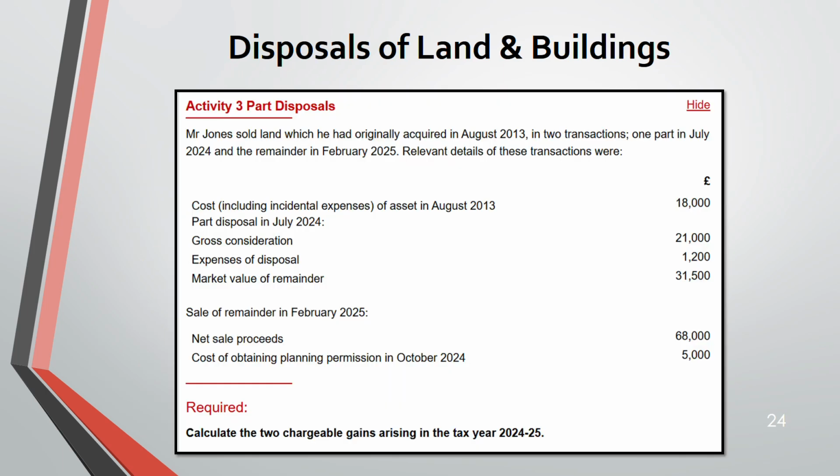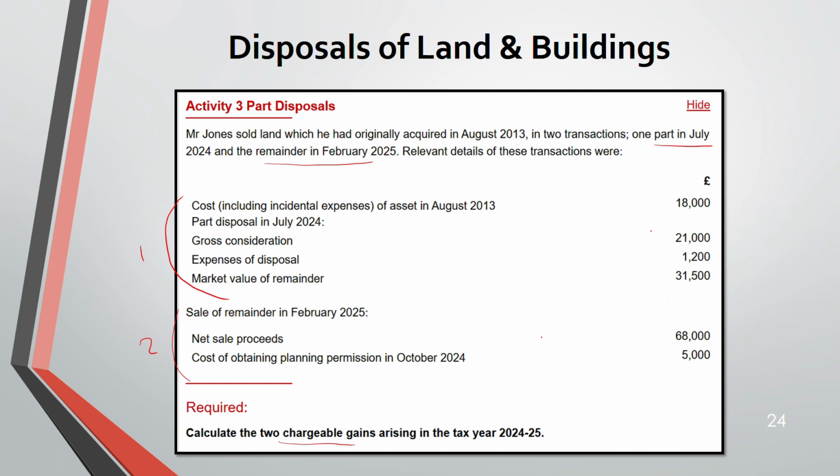Now, activity 3, you have to calculate the two chargeable gains. So now let us do that. Here, he's selling a land in two transactions. One part in July, the remainder in Feb. So this part is for the first part, this part is for the second part. The cost has been given, it includes the incidental expenses in it, 18,000. Then gross consideration is given, expenses of disposal, market value of remainder, and then net sale proceeds, cost of obtaining planning permission. Everything is given, now use the formula and calculate the gain.